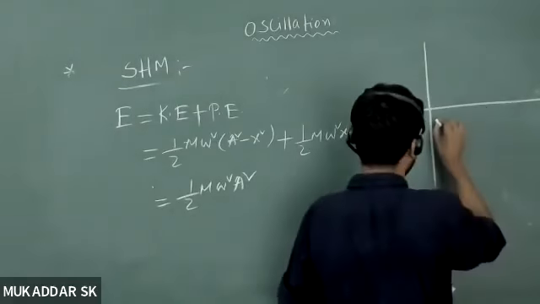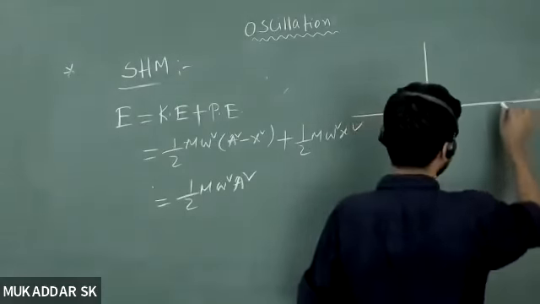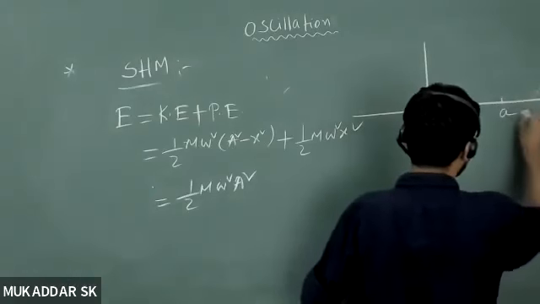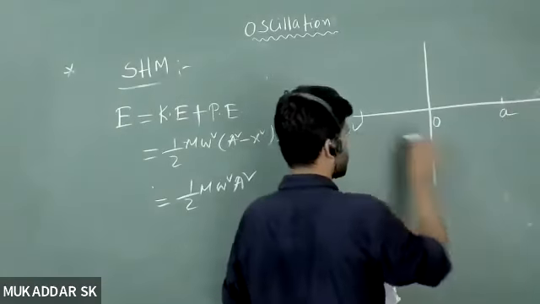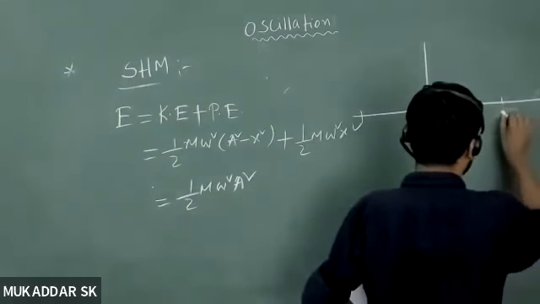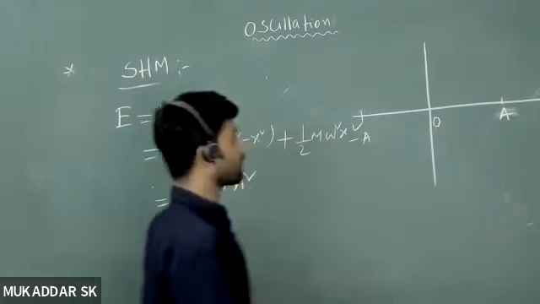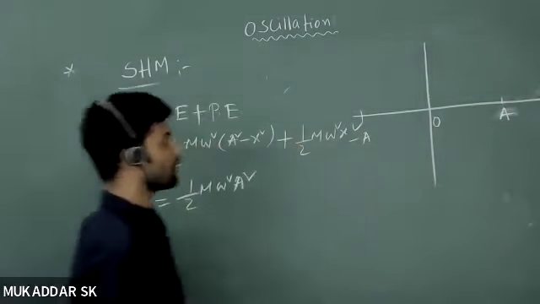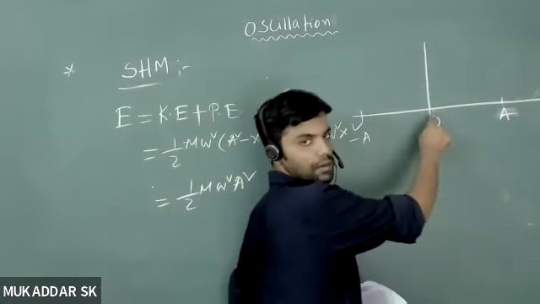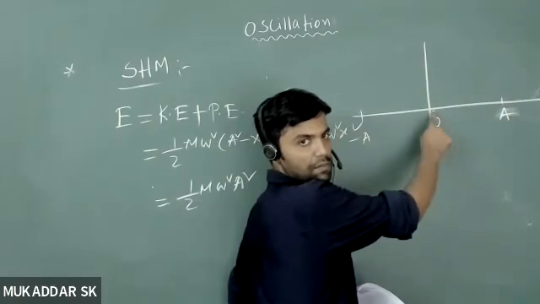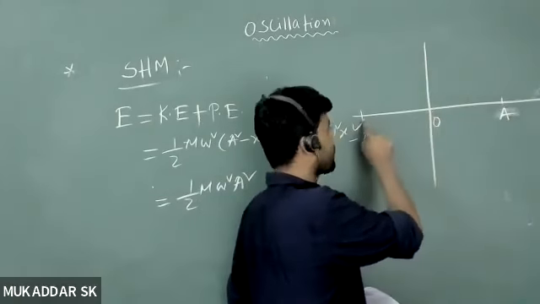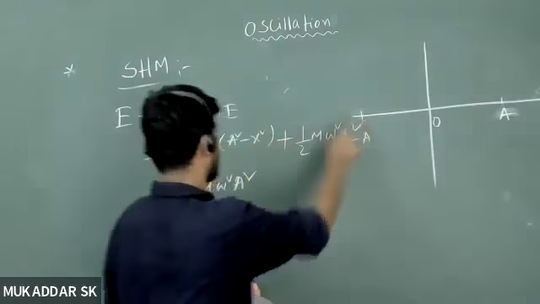Let us take this as the equilibrium position, and this is the extreme position, A and minus A. Or let us take capital A. So if you draw the kinetic energy, you know that kinetic energy at the equilibrium position will be the maximum. And at extreme position it will be minimum. You can check from here.